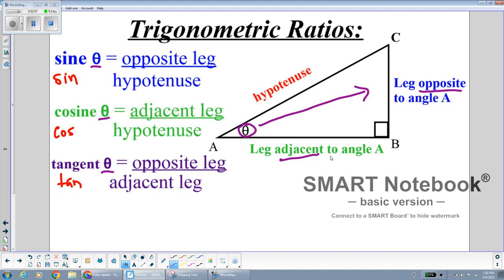And if you have any confusion about which leg should be adjacent, just remember it can't be the adjacent leg and the hypotenuse at the same time. If it's the hypotenuse, it's the hypotenuse. And by process of elimination, the side that's not the hypotenuse and the side that's not opposite would be the adjacent side, the leftover side.